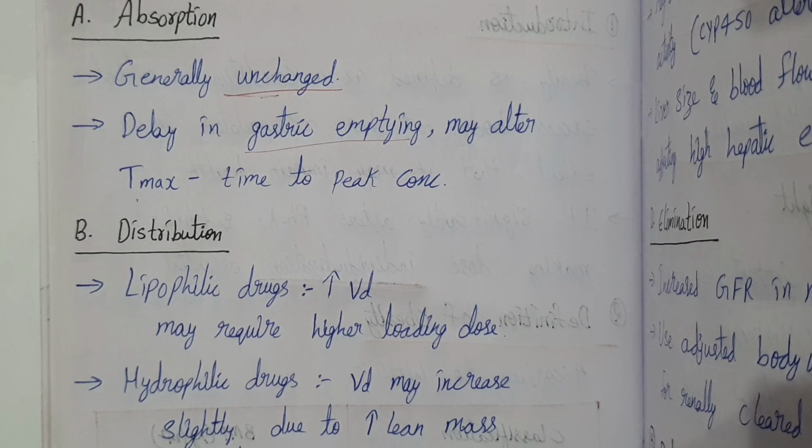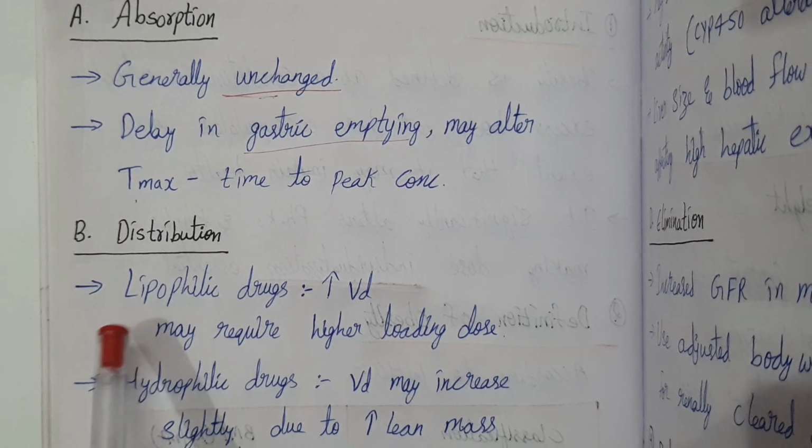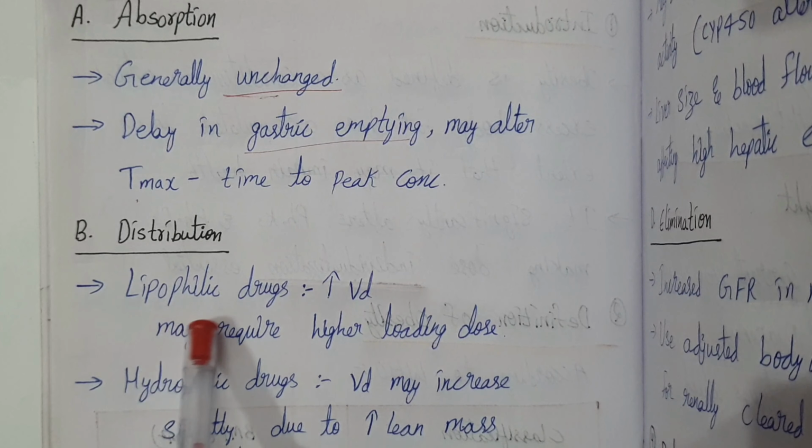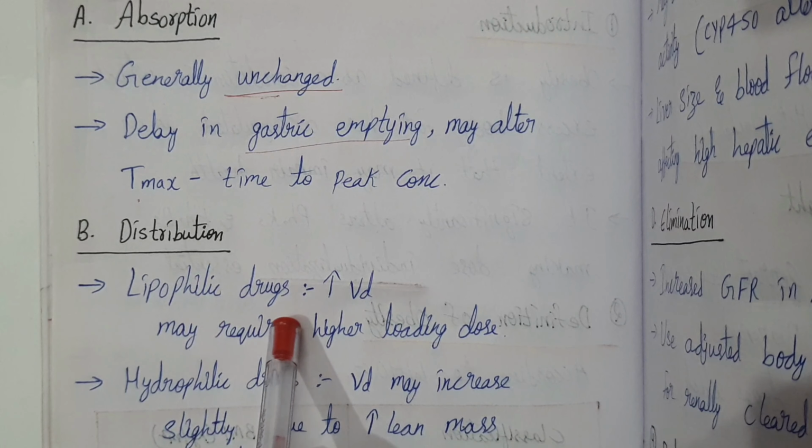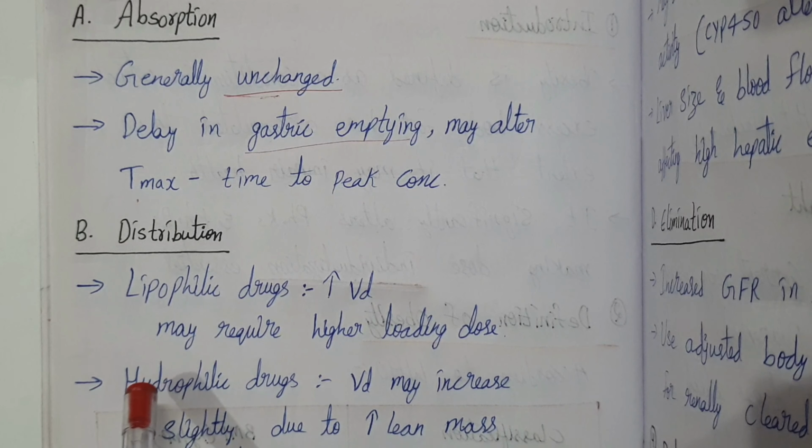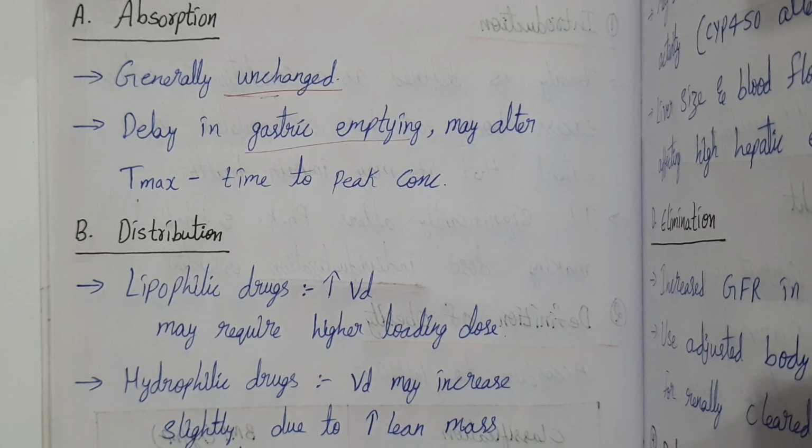Now here is where it gets tricky: distribution. Lipophilic drugs, meaning they love fat, spread more in obese people. So Vd increases and we may need a higher loading dose. For example, diazepam.